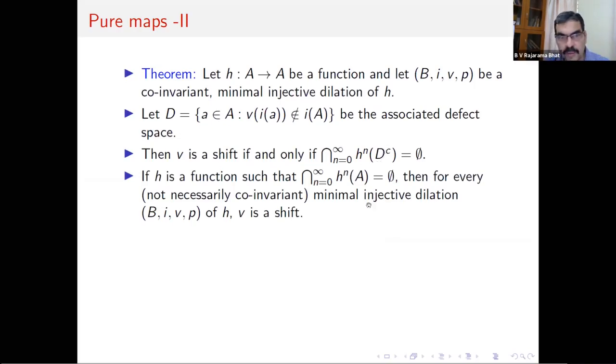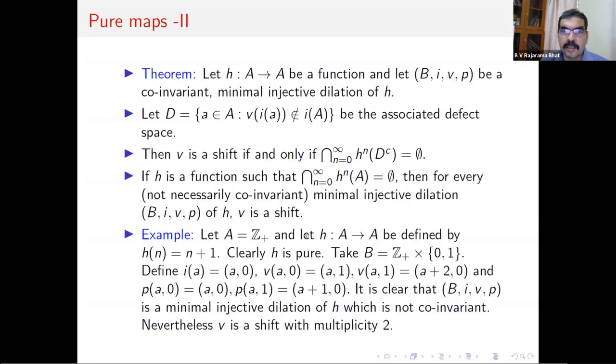I have a small example here, which says that when on the whole of A this is empty, then one can show that this is a shift even without the assumption of co-invariance. And such dilations are possible. Here is one such example. I think since I'm running short of time, I will not go into that detail.